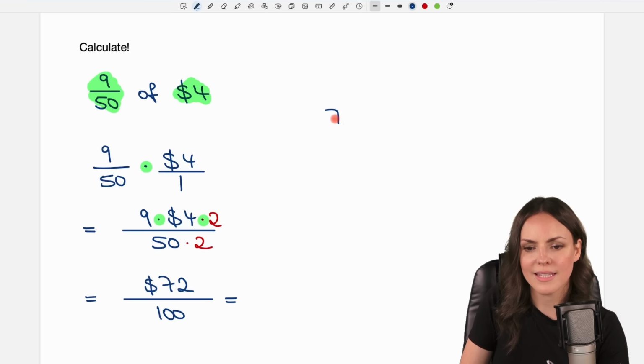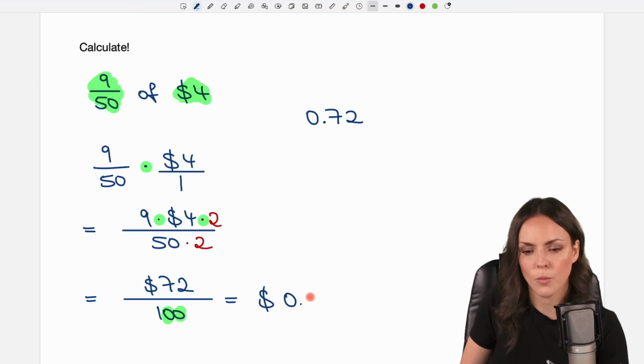So we take the 72, and to divide by 100, this means we have 2 zeros here. So we take our decimal point and we have to move it 2 places to the left so that it ends up here. We fill everything with zeros, so our result is $0.72, and this is what we get then in the end.